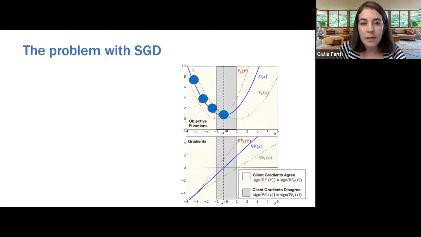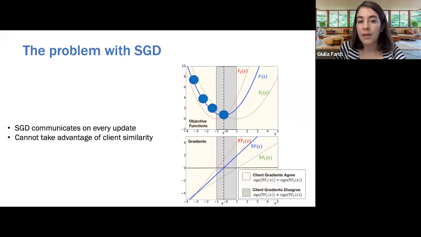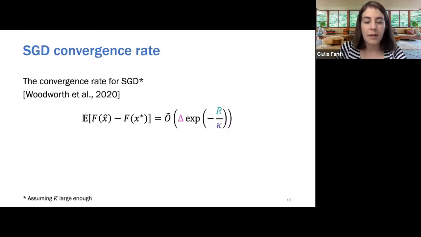Now, if we look at the same figure from before, the problem with SGD is really that it communicates on every update, which means that it's not really taking advantage of client similarity, whereas FedAvg was able to, at least in the yellow regions. And this again can be seen in the convergence rate for SGD, which is shown here.